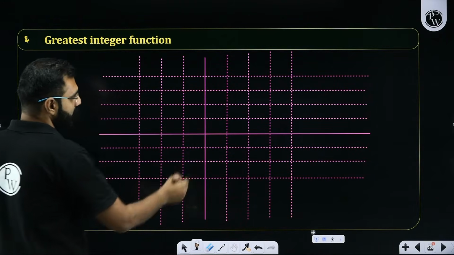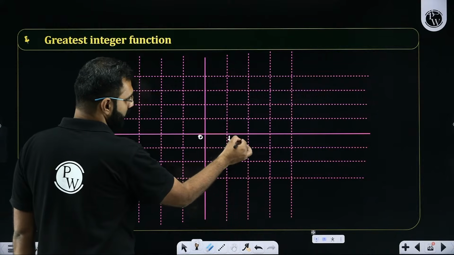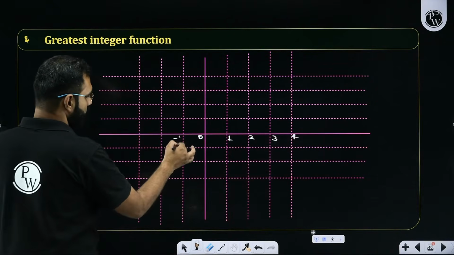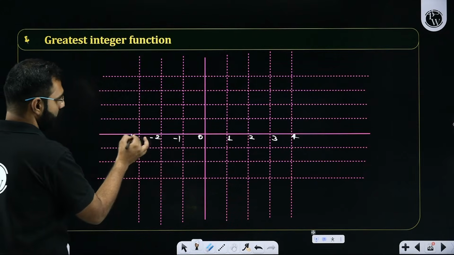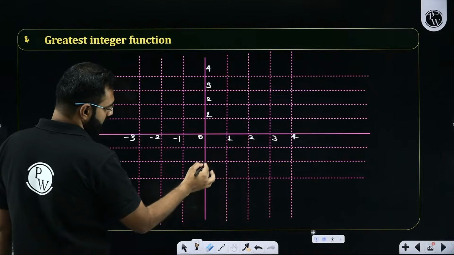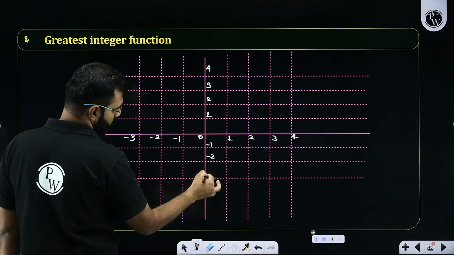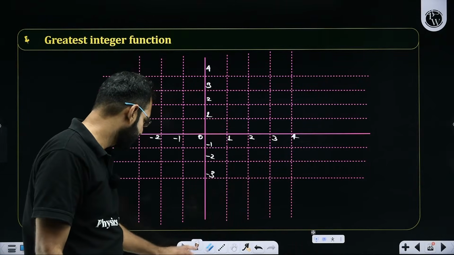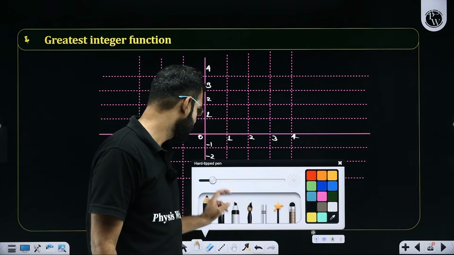So here we have 0, 1 comma 0, 2 comma 0, 3 comma 0, 4 comma 0. This is -1, -2, -3 comma 0. Similarly, this is 0 comma 1, 0 comma 2, 0 comma 3, 0 comma 4. This is 0 comma -1, 0 comma -2, 0 comma -3, and so on. Now, when I wish to plot the GIF, how will I do it?